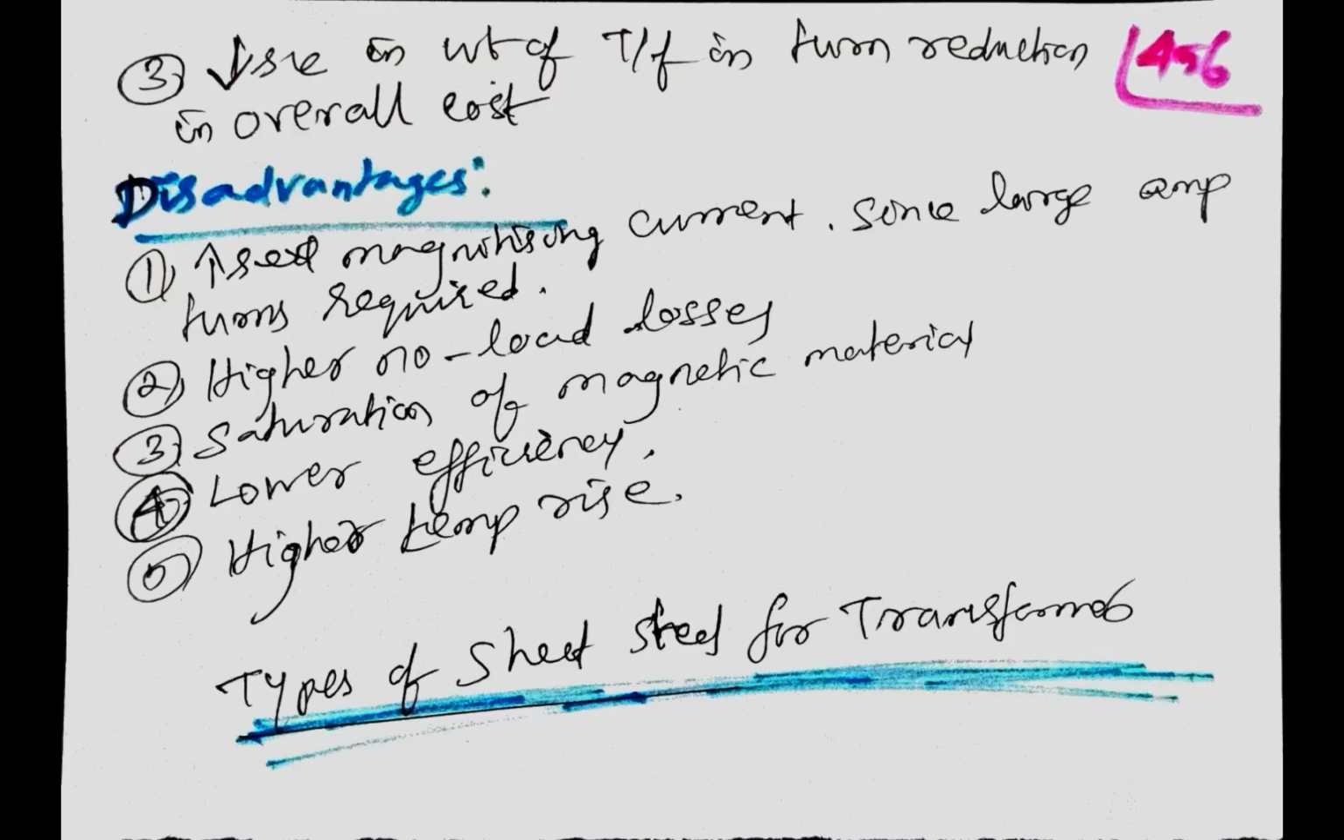Disadvantages: increased magnetizing current since large ampere turns are required, higher no load losses, saturation of magnetic material, lower efficiency, higher temperature rise.